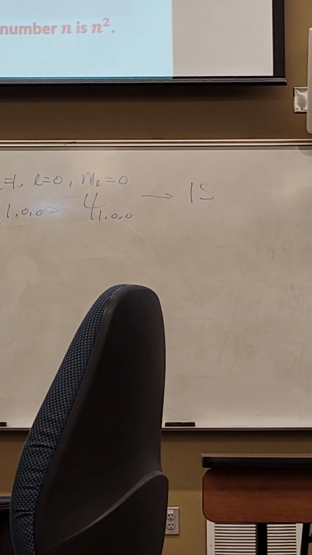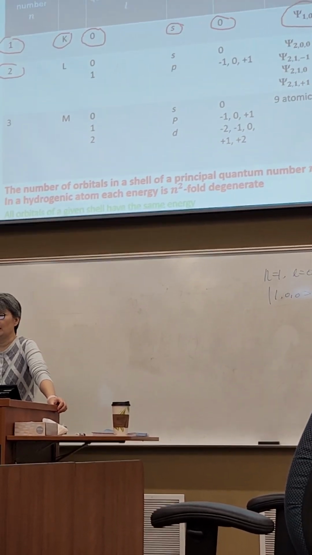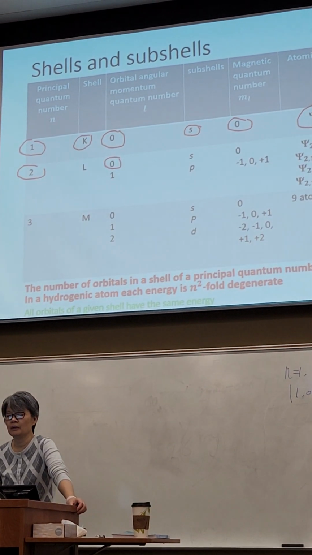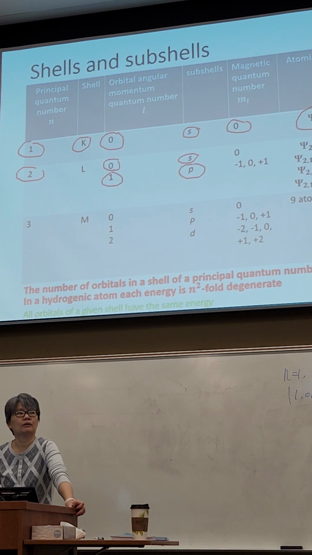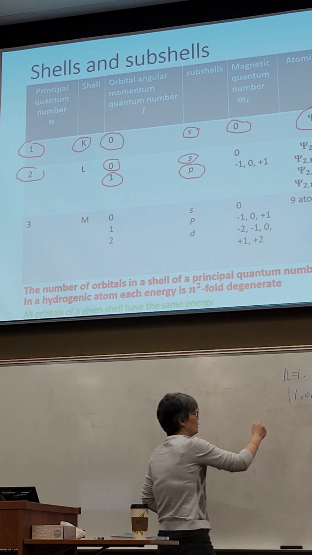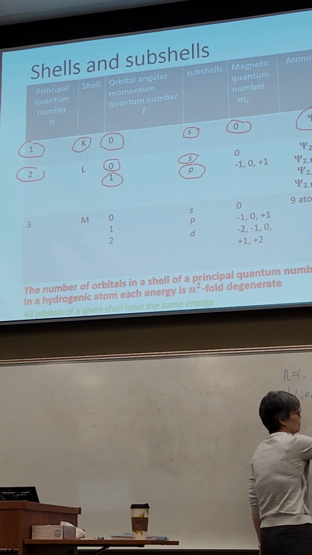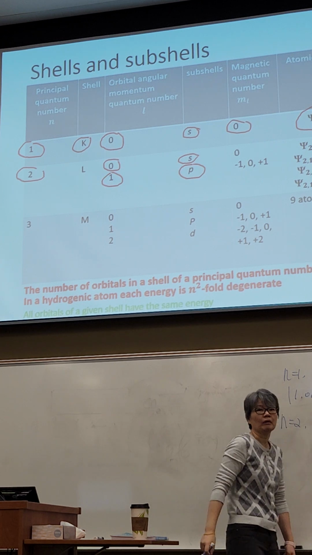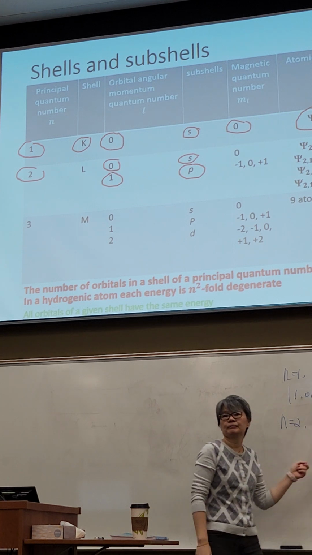And then we can keep going. When you have n equals 2, then you have two values of L, 0 and 1. When it's 0, it is represented by s orbital. When it's 1, it is represented by p orbital. That's why when n equals 2 and L equals 0, of course, m sub L only has one value. So that is your 2s.